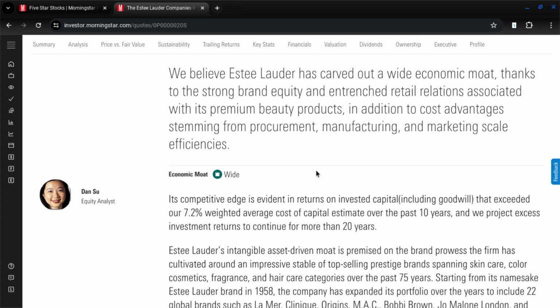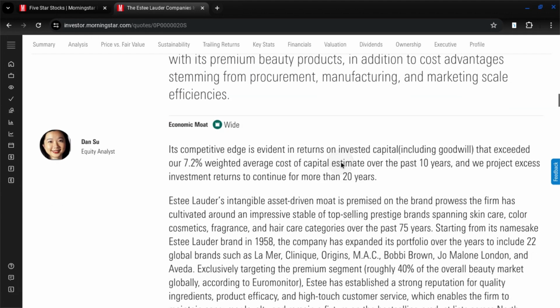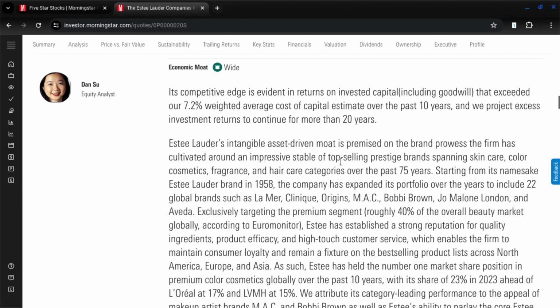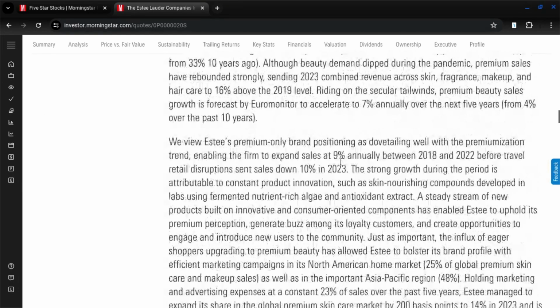And next you can see this section where the analyst talks about why they give Estee Lauder a wide economic moat. Basically, she thinks that it has strong brand equity, and it also has entrenched retail relations associated with its premium beauty products. On top of that, it has cost advantages. So that's why she assigns a wide economic moat to Estee Lauder. You can read up here.